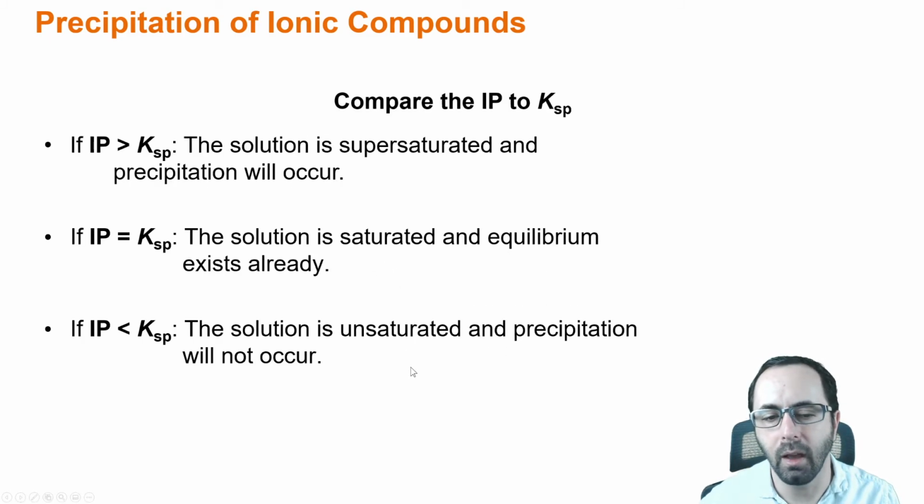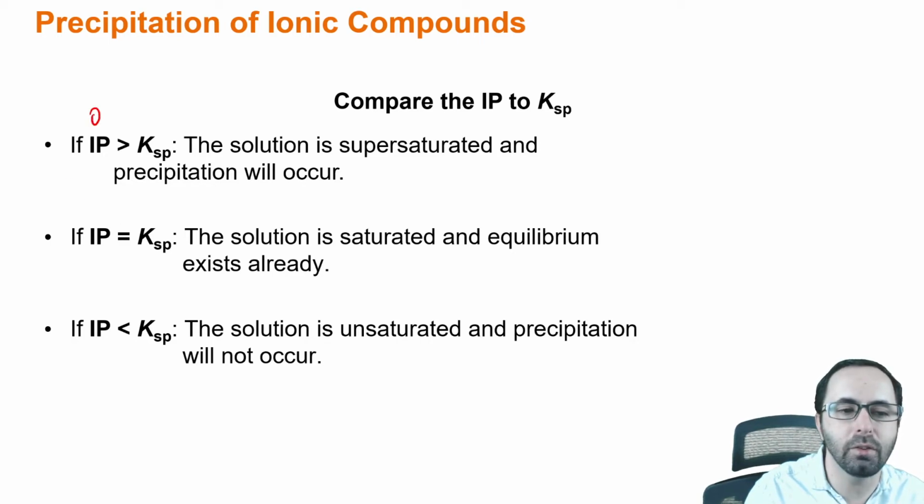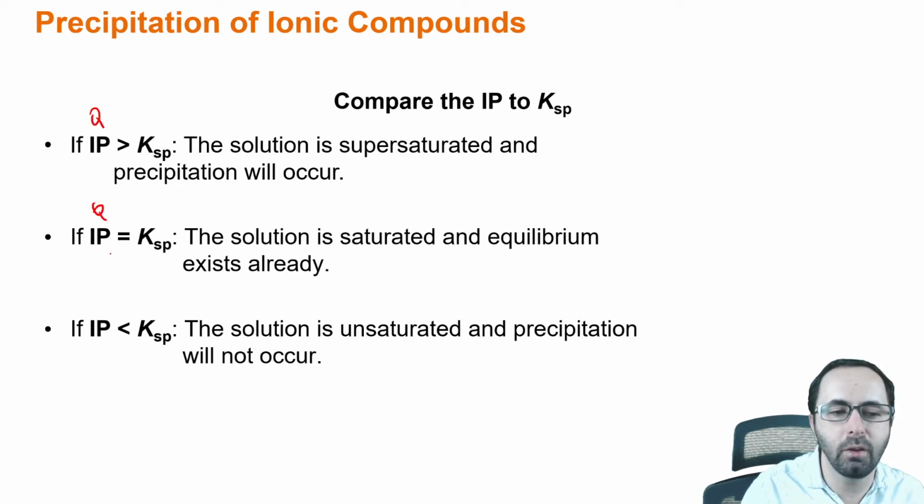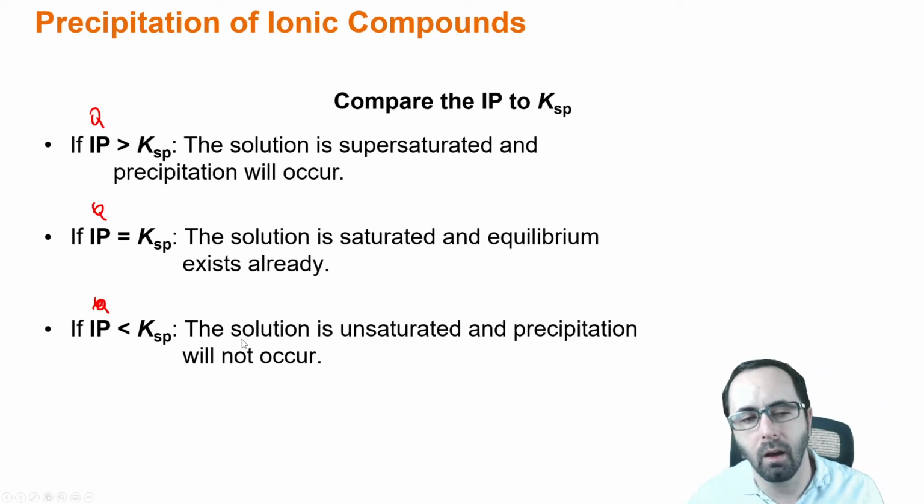So IP is called the ion product. And again, the ion product is the Q, right? It's just a Q for solubility. We call this Q, we call it IP, whatever, as long as you understand the concept.